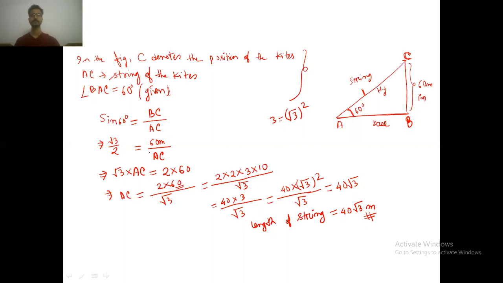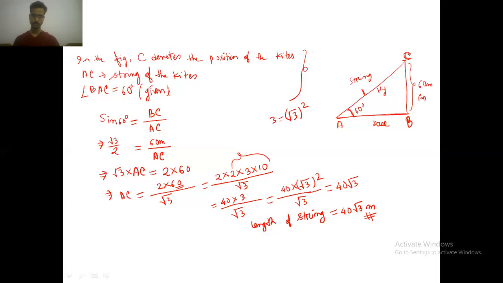So you have to find the value of AC. Just cross multiply it, then you will get 2 into 60 by root 3. If you take root 3 to the right hand side, it will come into the denominator. Now see, 60 we can write as 2 into 3 into 10. So 2 into 2 is 4, 4 into 10 is 40.